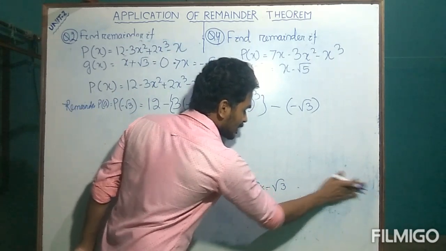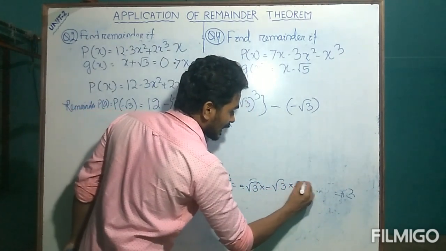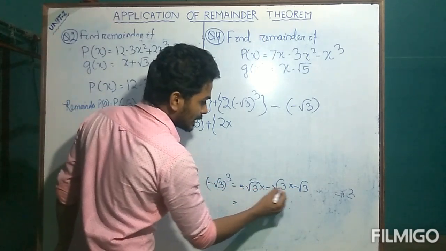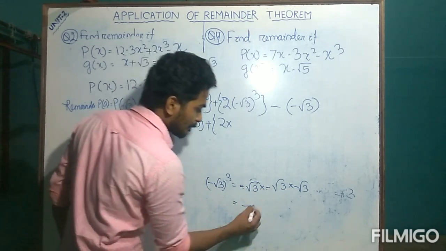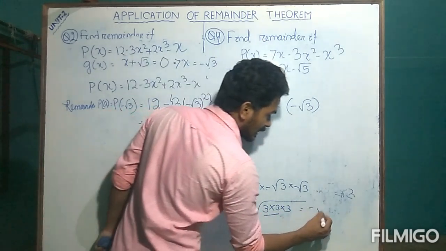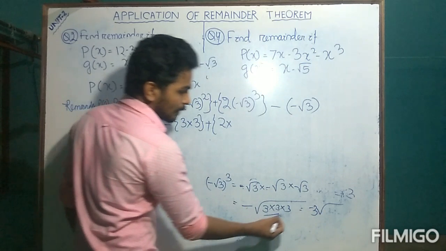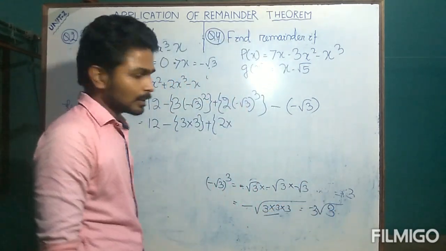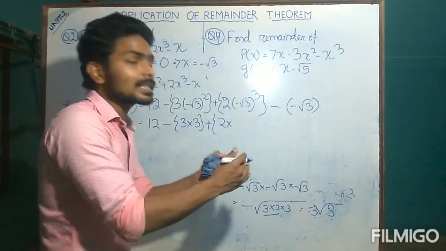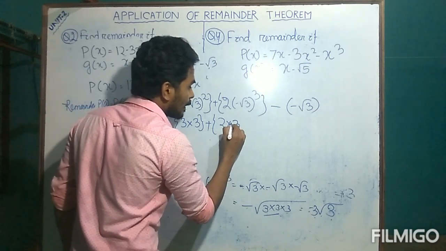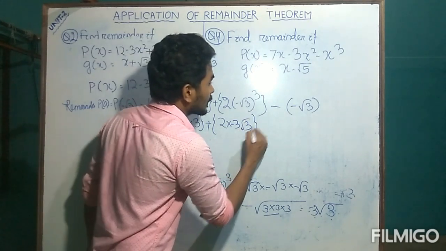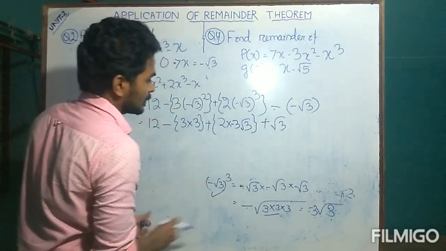Cube means minus root 3 is multiplied three times. So 1, 2, 3, an odd number of negative signs, so the answer is negative. Square root of 3 into 3 into 3. For these two 3s you will write a single 3, and the remaining 3 will be under the root. So the value of minus root 3 cube is minus 3 root 3. You can say it is minus 3 into root 3. So write minus 3 root 3. Then minus minus plus, this is root 3.